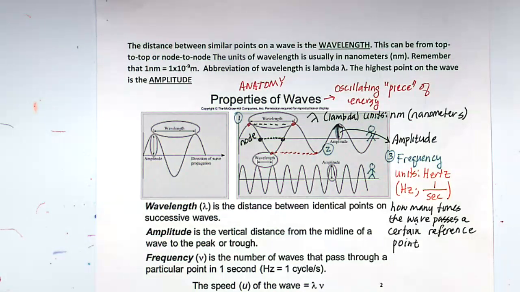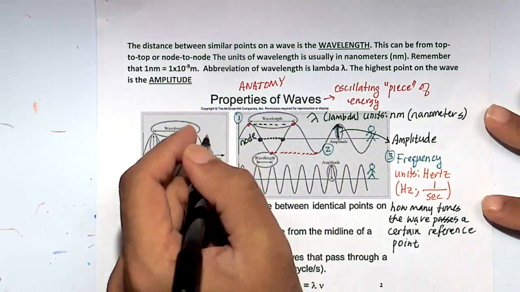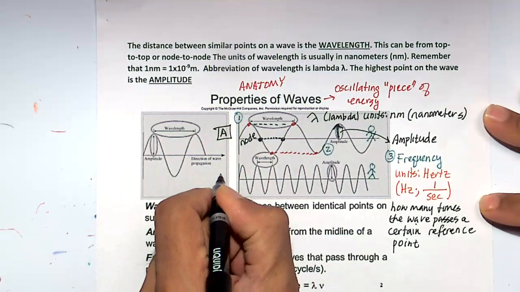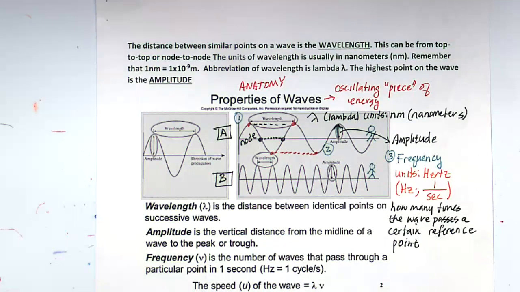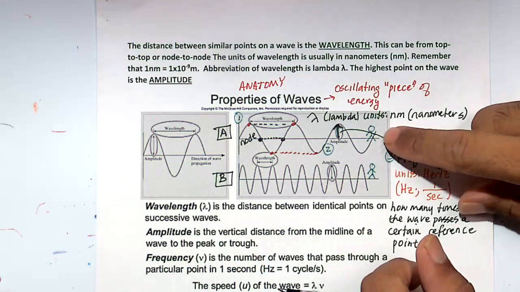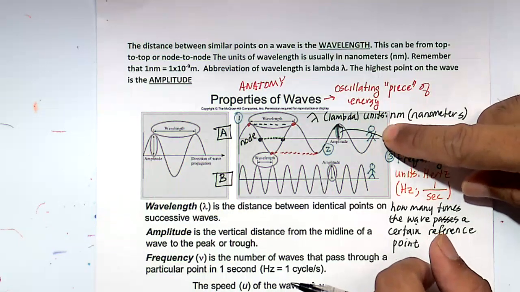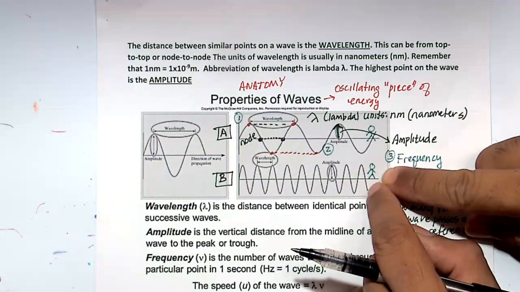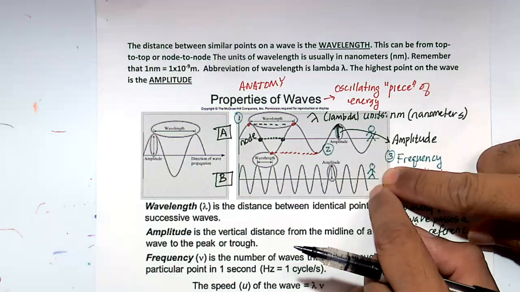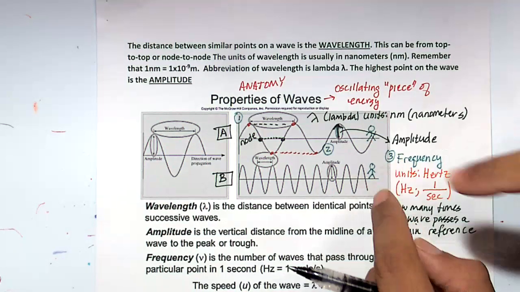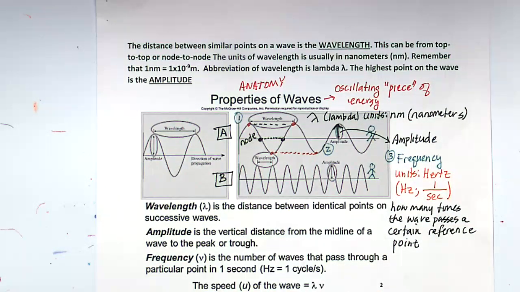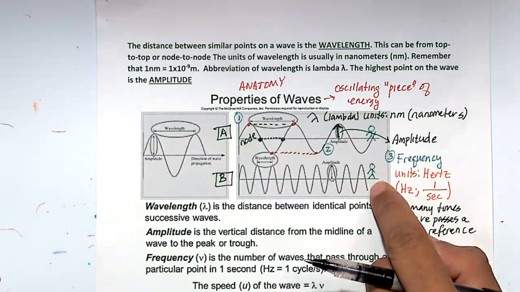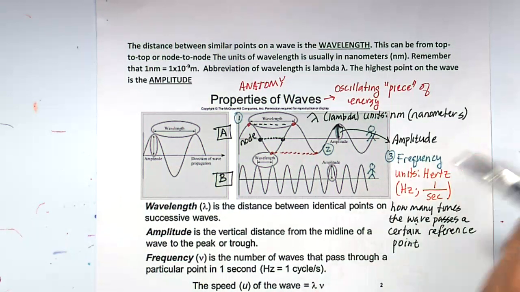Okay, so remember, these things are traveling. Let's say as an example we have wave A and wave B. Let me ask you guys, how many times does wave A pass through this person versus how many times does wave B pass through this person? Which has the higher frequency? Which one passes through this person more, A or B? B, obviously. So we say wave B has the higher frequency.